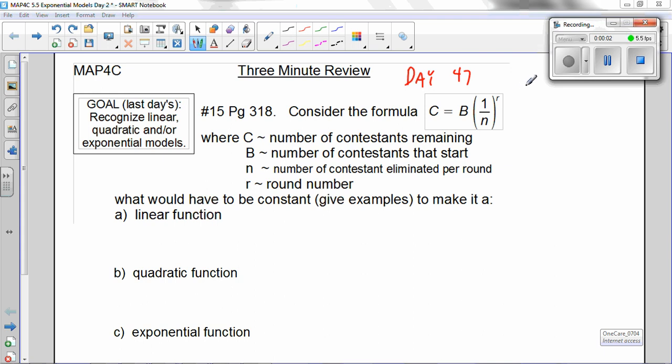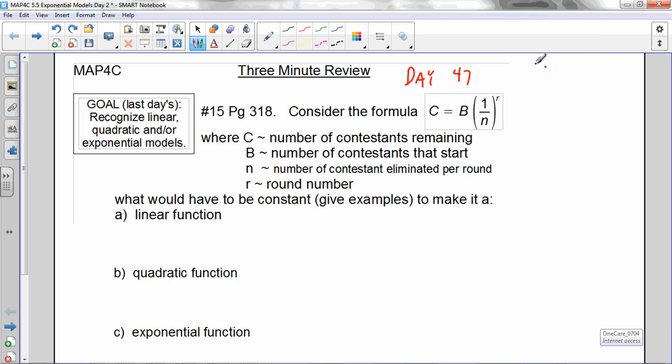Okay, MAP4C day 47, second day on exponential models, and we have a short lesson and another activity today. So I'm stealing some more of your time away from you, but that should be okay.